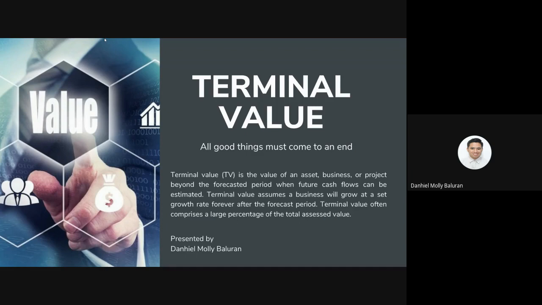Terminal value is the value of an asset, business, or project beyond the forecasted period, when future cash flow can be estimated. Terminal value assumes a business will grow at a set growth rate forever after the forecasted period. Terminal value often comprises a large percentage of the total assessed value. Since it comprises a large percentage of the total assessed value, it creates more mischief in valuation than any other input. So in this report, we will try to put some rules in place to keep that number from running away from you, to keep it in check.